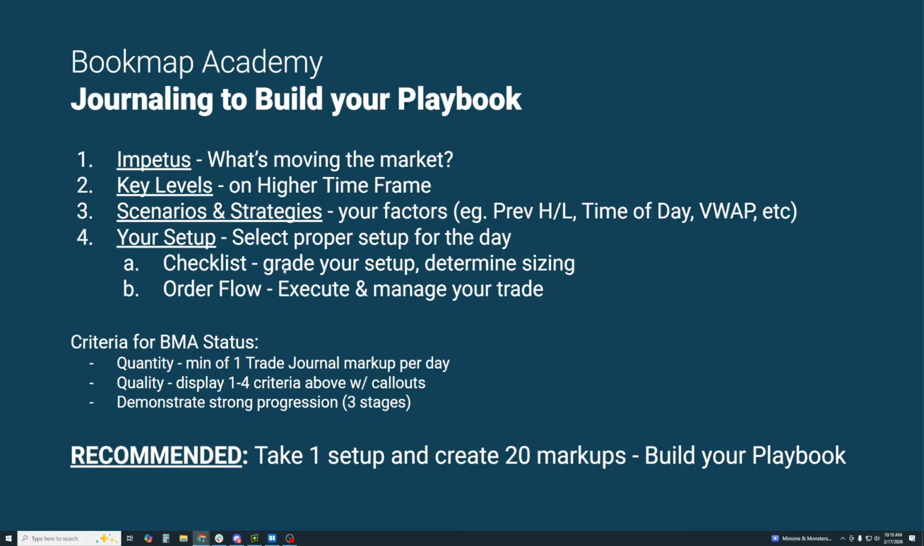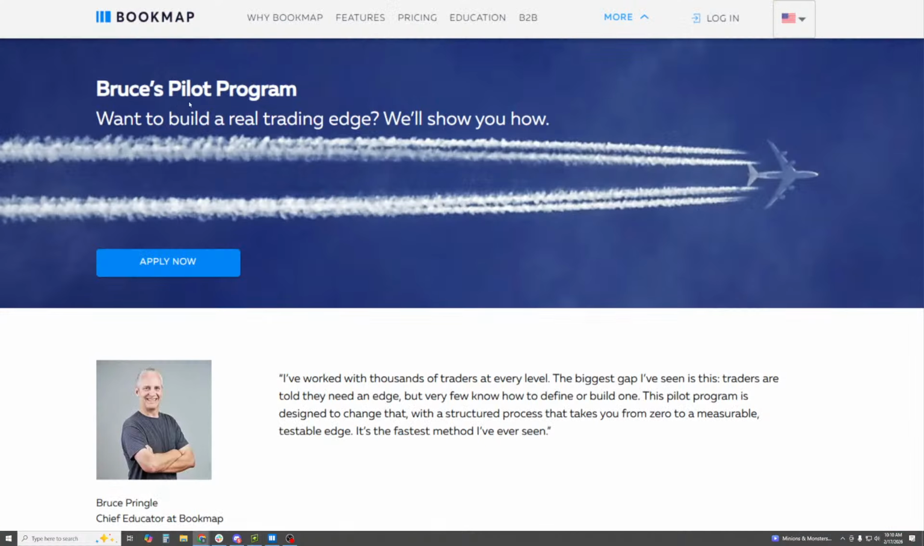You've traded it a million times. Grade it, determine the risk and sizing, and look for the order flow events to execute and manage your trade. Okay, this is the process in here, and like I said, in the Bookmap Academy, or even moreover in Bruce's pilot program here, we really break this down. And we're going to get into a lot more details and nuances for this, and it's coming out in the next week or so.